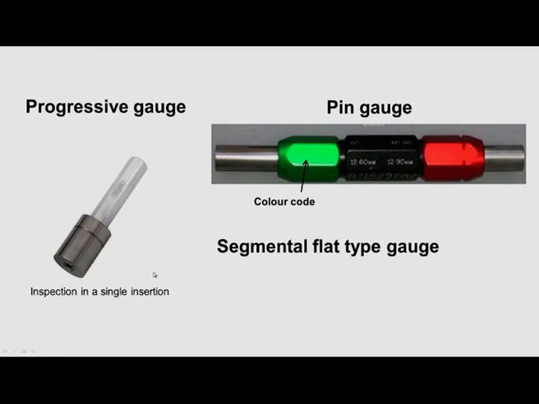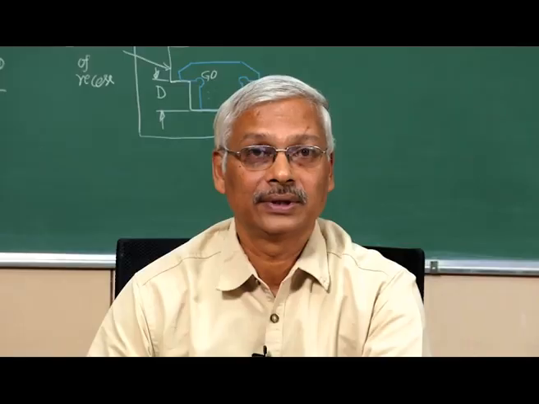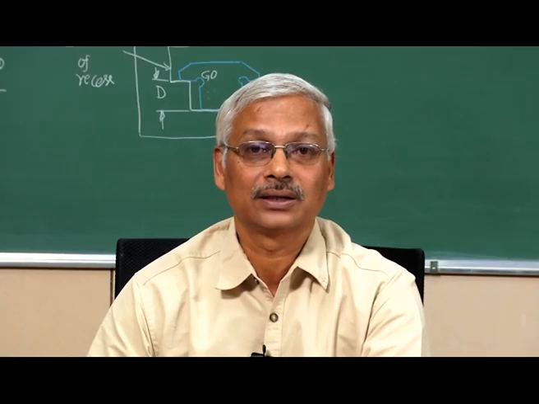Now in the case of go no go end, that is the double ended type, we have to take the workpiece in which there is a hole to be checked. We take the double ended plug gauge, insert the go side, remove that gauge, and then insert the no go. Like this, the time taken to gauge the workpiece or the hole will be more.